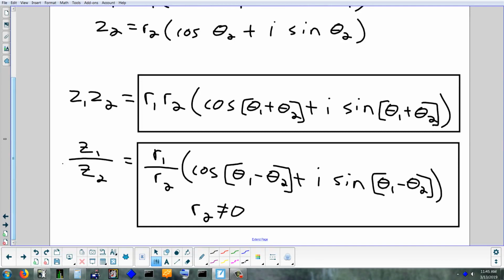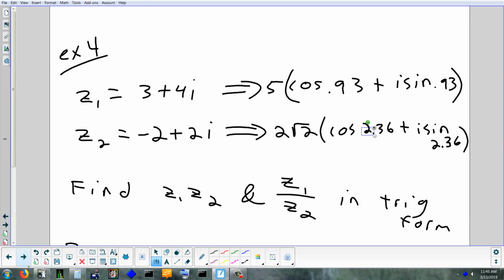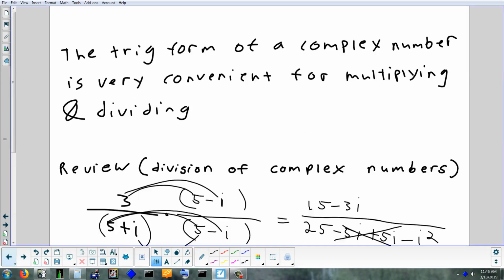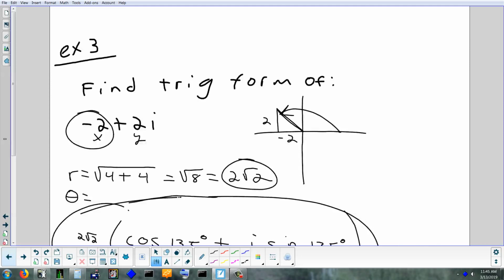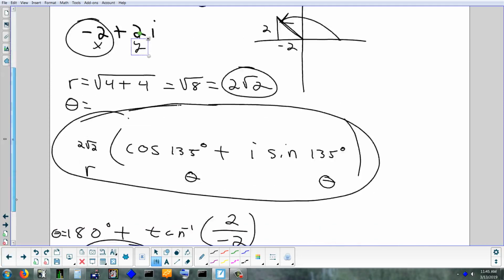Okay. Any questions on the two formulas? Okay, we'll try an example. We'll do this part together. This bottom one you already did. And if you're looking like, I don't remember that, well, look at this. Negative 2 plus 2i. Negative 2 plus 2i. That's the exact problem we already did.